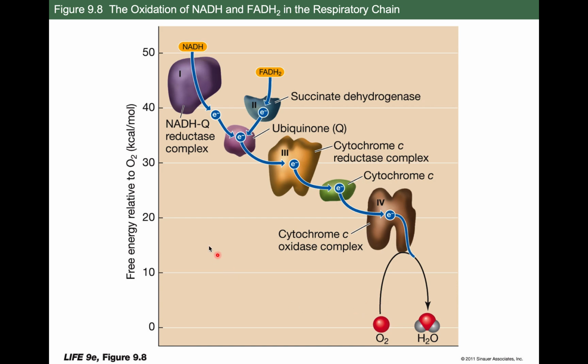And you can see we've got the chain mapped out on a graph here that's looking at free energy. And so what this is trying to illustrate is that as the electrons are moving down the chain, we're seeing a negative change in free energy. So energy is being released, negative delta G. So with each passage of these electrons, a little bit of energy is being released.